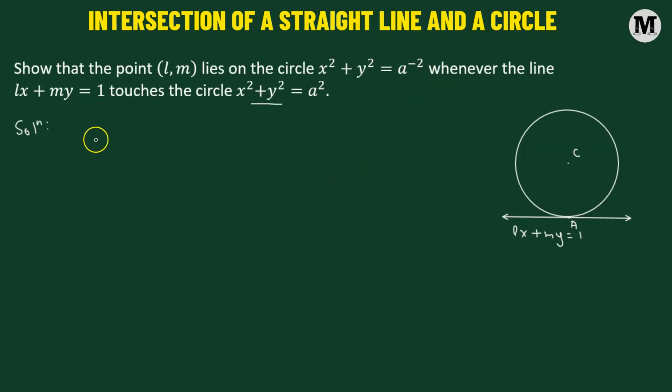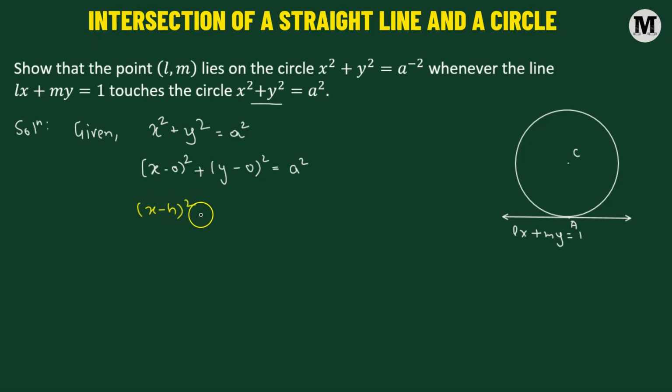Now we'll start with the given equation of the circle: x squared plus y squared equals a squared. We can rewrite this as (x minus 0) whole squared plus (y minus 0) whole squared without changing the equation of the circle. The reason I'm writing this is that we are going to compare it with the standard form of the circle, (x minus h) whole squared plus (y minus k) whole squared equals r squared.